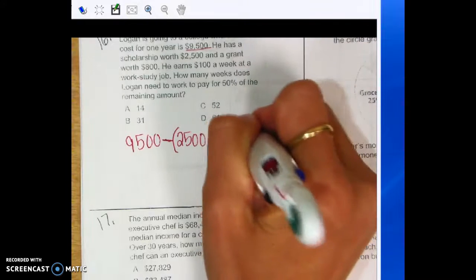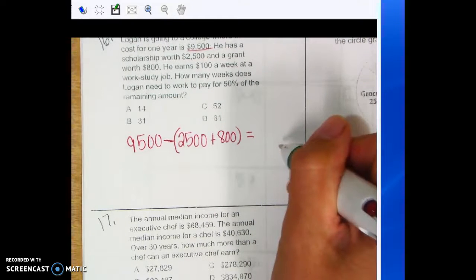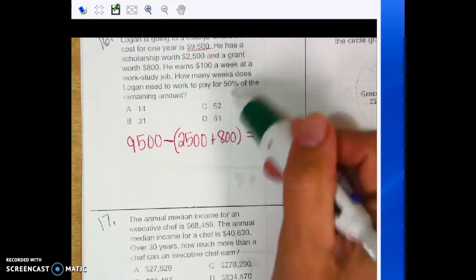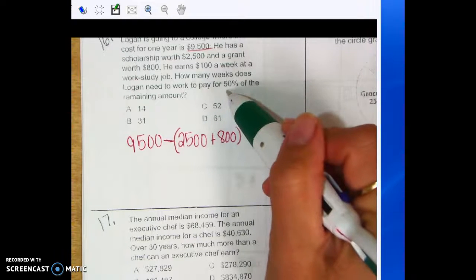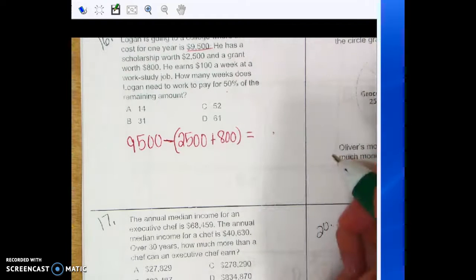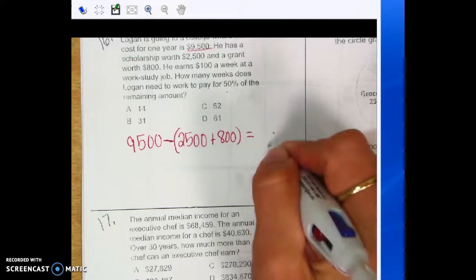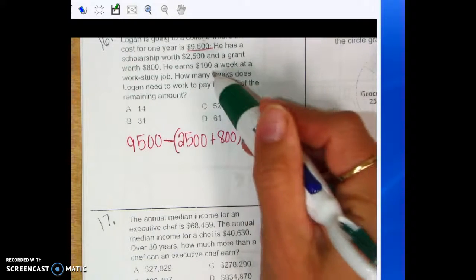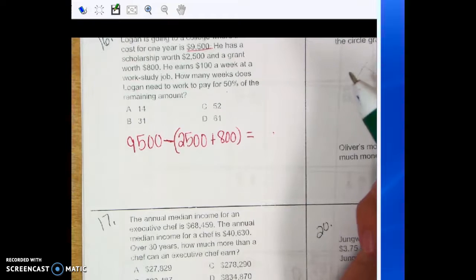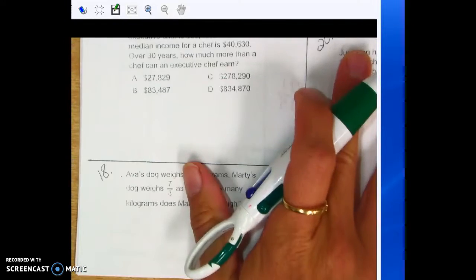Now, after you do that, your answer here is how much he owes. Now, he only wants to know how many weeks it's going to take him to pay 50% of that. So whatever we get here, you want half of that. So find half of this answer, and then you want to know if he gets $100 a week, how many weeks it would take him to make that. Okay. All right, number 17.